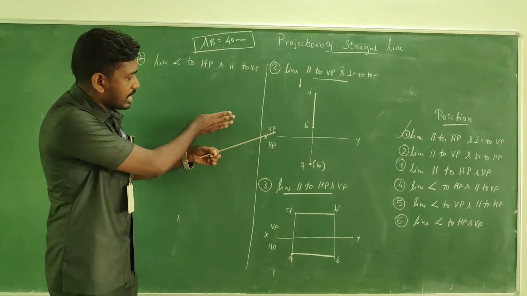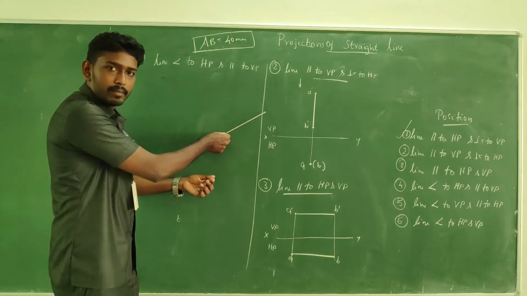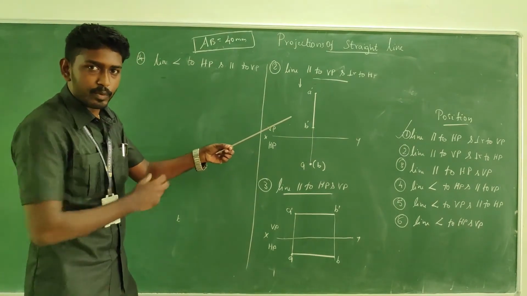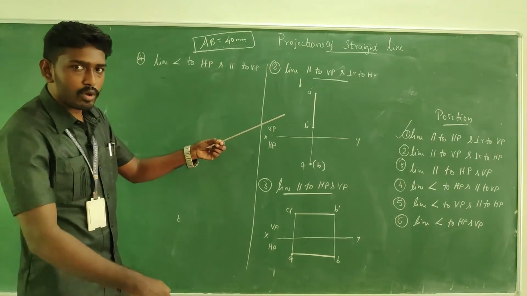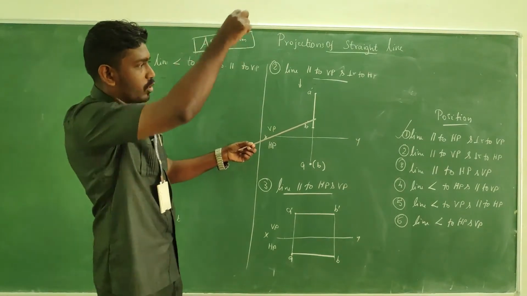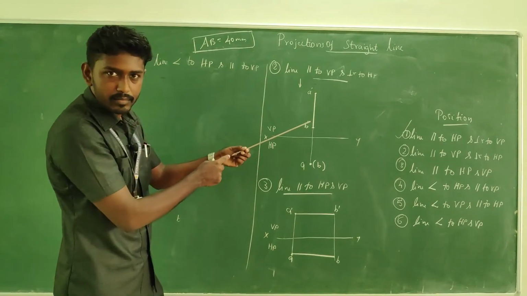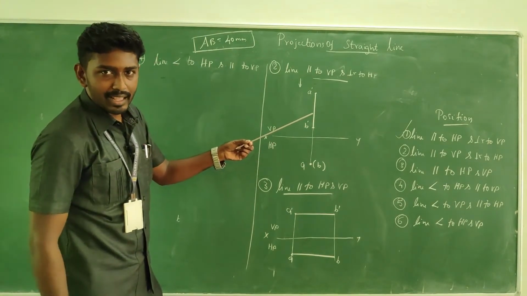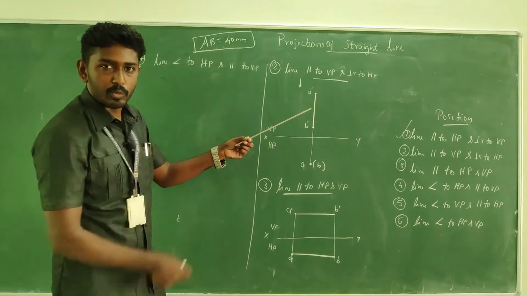And look at the vertical plane, whether it is right. Yes, it is parallel, right? So this is the position for condition 4, right? So if it is the position, what about the front view and what about the top view? In the front view, you can see the line which is an inclined line with the true length, right? So what about the top view?